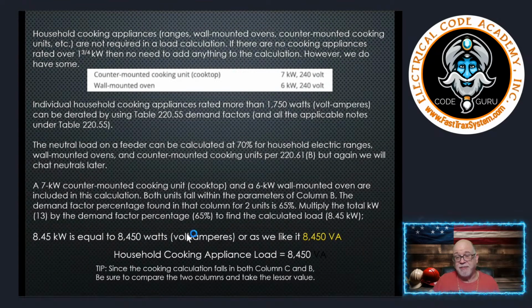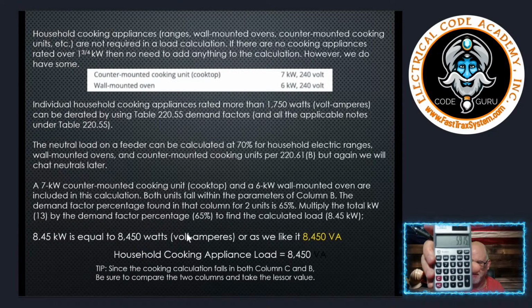But before we leave here, what are we going to do? Remember that neutral? Remember what we said? We get to take it at 70%? I'm going to take that 8,450 and multiply that by 70% to get my neutral. Since I'm already here, might as well knock it out. So I'm going to do 8,450 times 0.70, and that gives me 5,915. Don't believe me? There it is, right there.